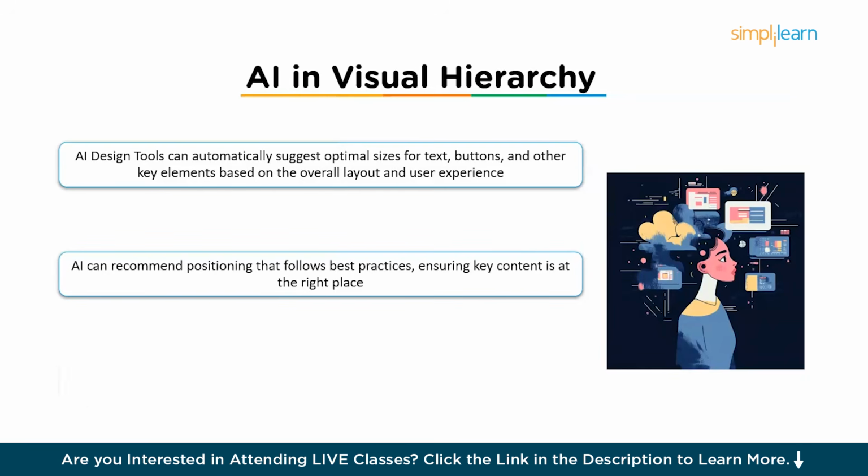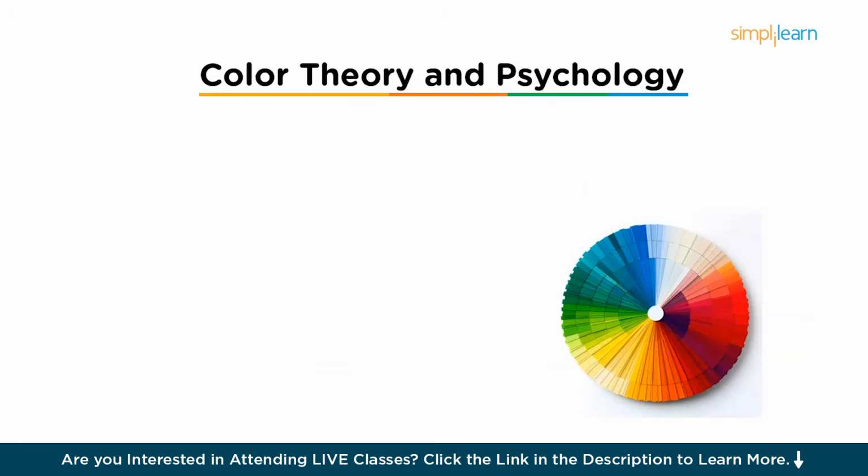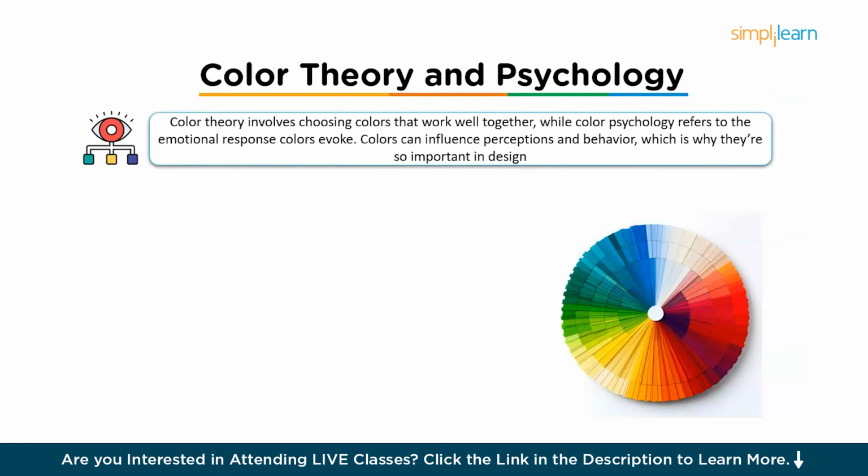Then we have automated contrast checks. Tools like Adobe Sensei analyze your design for readability, adjusting elements with insufficient contrast automatically. Then we have color theory and psychology. Color theory involves choosing colors that work well together, while color psychology refers to the emotional response colors evoke. Colors can influence perceptions and behavior, which is why they are so important in design.